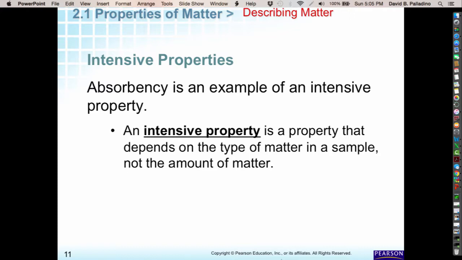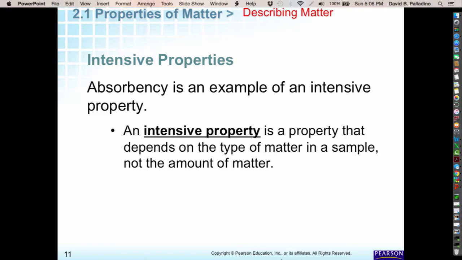Okay, now absorbency. If you ever think of the commercials on TV for paper towels, they talk about absorbency. You know what that means. Absorbency is the ability for something to attract liquids. So that would be an intensive property. How absorbent something is would be an intensive property.